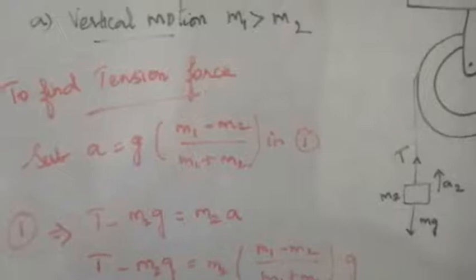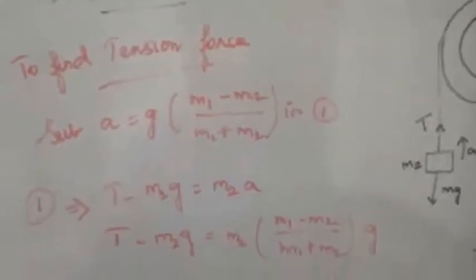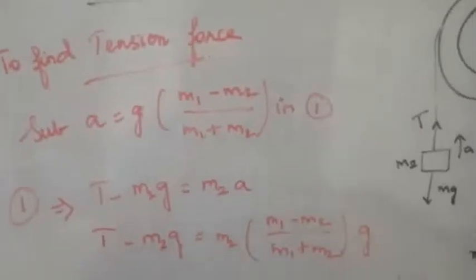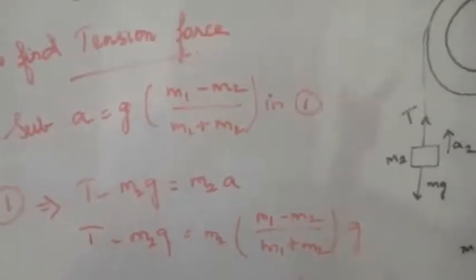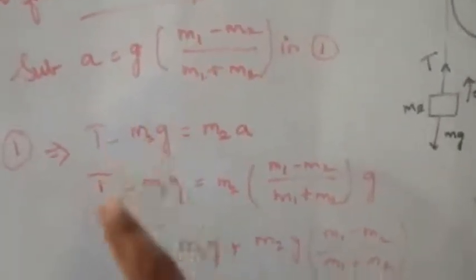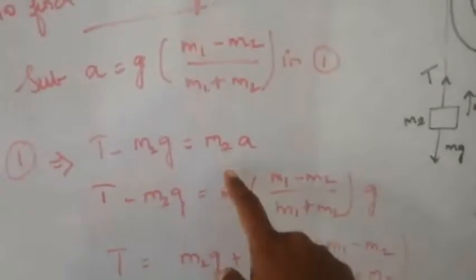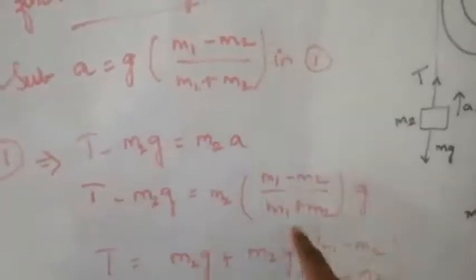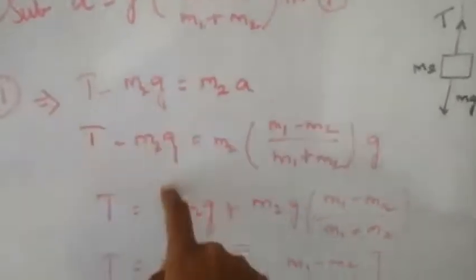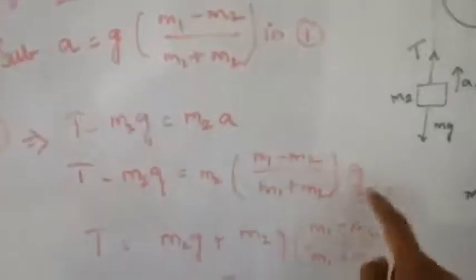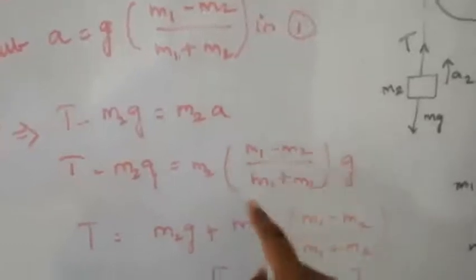Next, to find the tension force, you are going to substitute the a value we have got, g into m1 minus m2 by m1 plus m2, in the first equation. The first equation is nothing but what we applied by Newton's law: T minus m2g equal to m2a. In this, instead of a, I am going to substitute this value. So it becomes T minus m2g as it is, equal to m2 into g into m1 minus m2 by m1 plus m2.